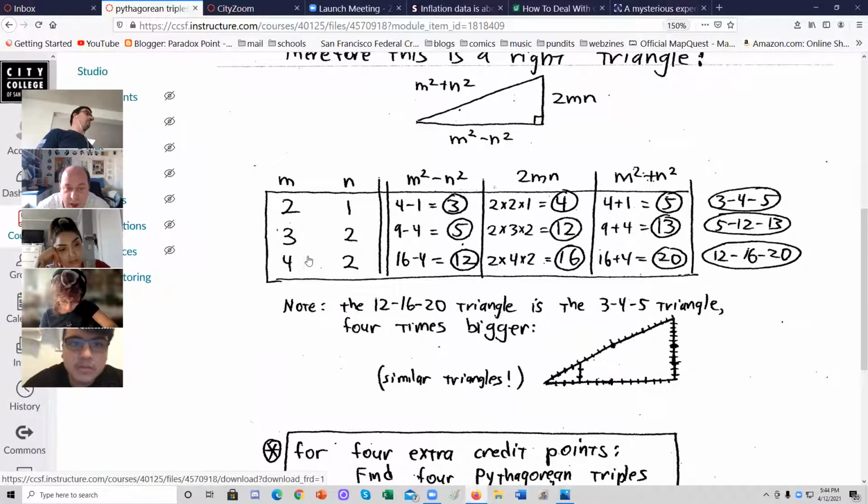If you try m and n being 4 and 2, you get a 12, 16, 20 triangle, but that's really similar to the 3, 4, 5 triangle. They're just bigger by a factor of 4. So in a certain sense, these aren't really different.